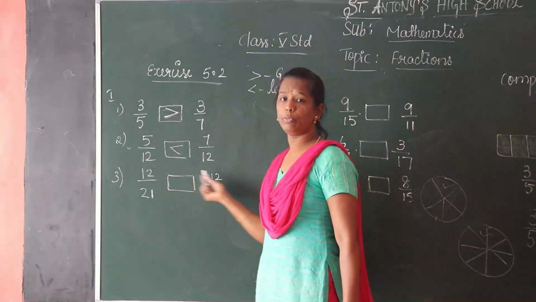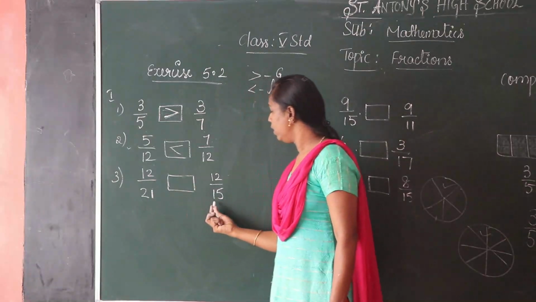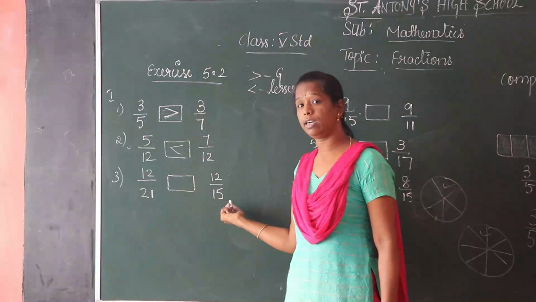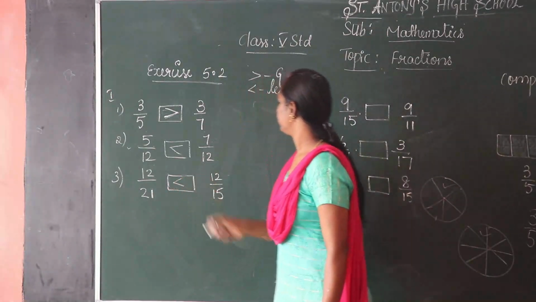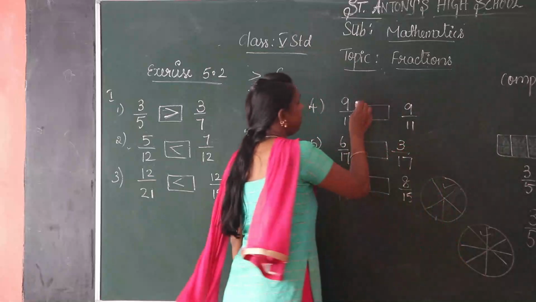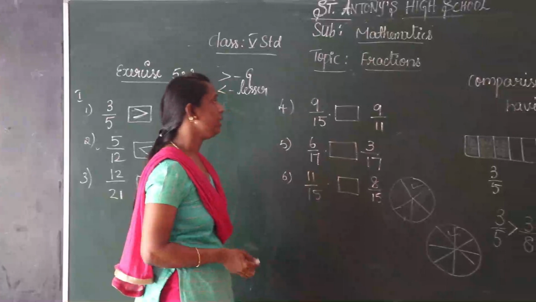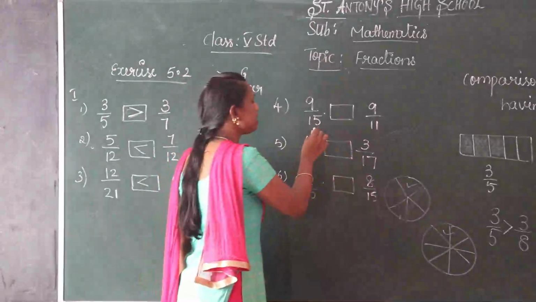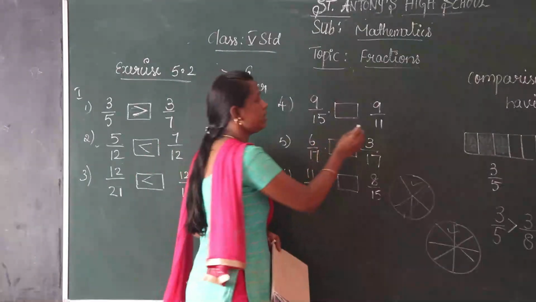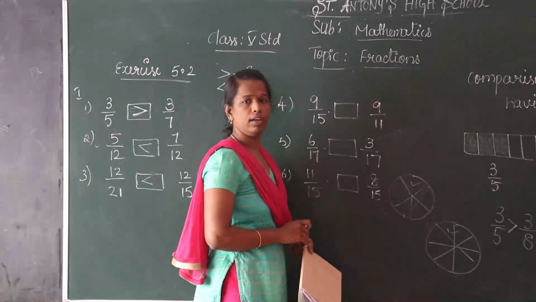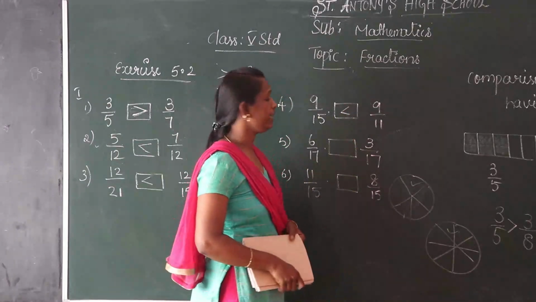So here also the same numerator but different denominators. Here 21 is there, 15 is there. Which is the greater number here? 12 by 15 is the greater number. Next example, 9 by 15 and 9 by 11. Same numerator but different denominators. Denominators are 15 and 11. Which is the greater one? Though the number is smaller, we consider 9 by 11 the greater number.